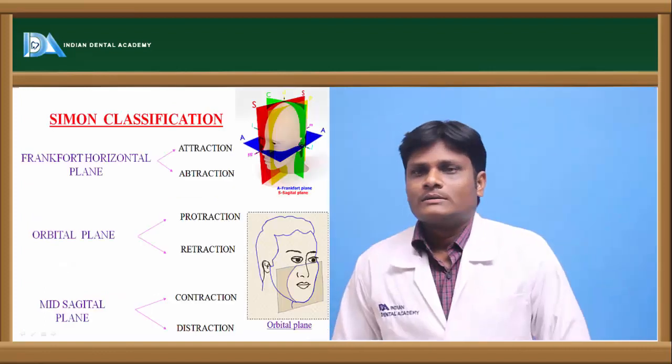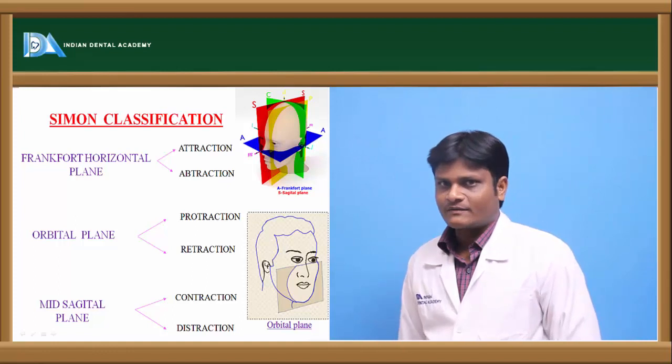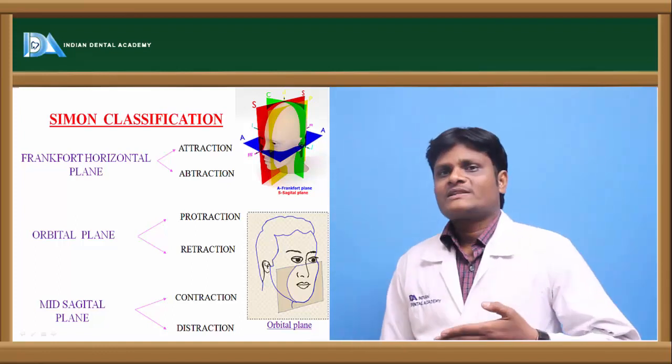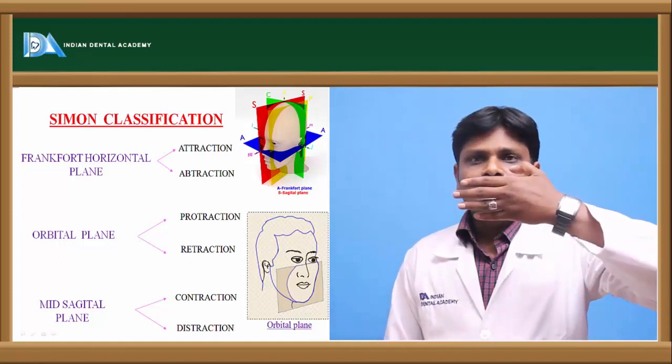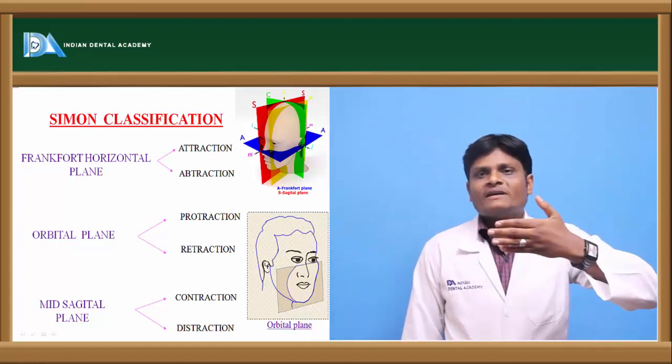Okay. The next system of classification is Simon's system of classification. This system of classification takes 3 reference planes to notify a malocclusion.